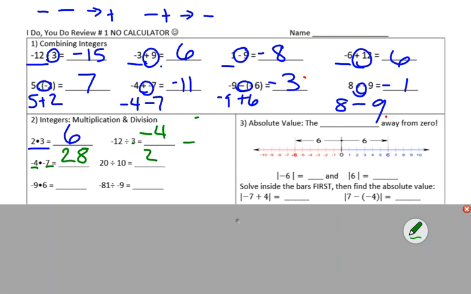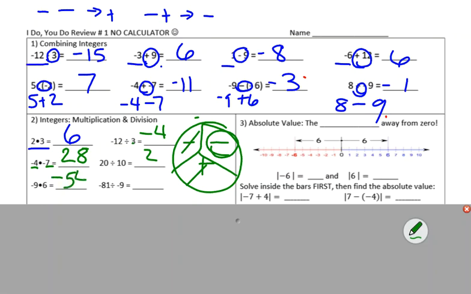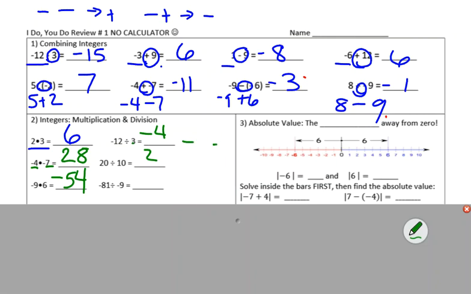All right, let's see, -9 times +6 is going to leave me with -54. Okay, and our last problem on there, -81 divided by -9 is going to be a positive 9. Okay, great job. So now let's move on to absolute value.